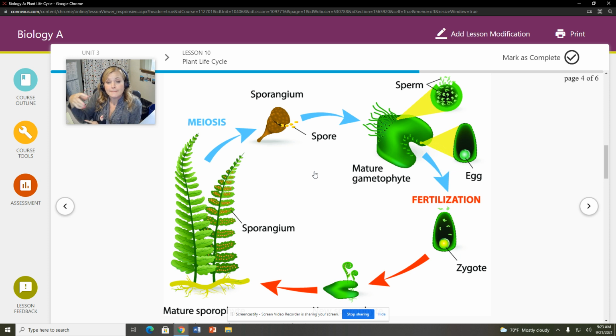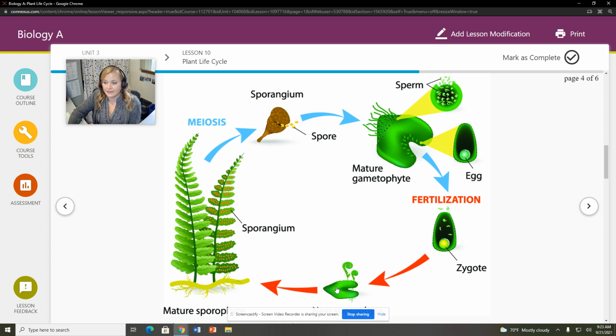So the fern part that you're familiar with is the sporophyte. It's the mature diploid organism. The gametophyte you probably really don't see very much. It's generally very small and hard to see. It looks kind of like a little flat disc like this. And this gametophyte produces the egg and sperm that fertilize and make a zygote, right?